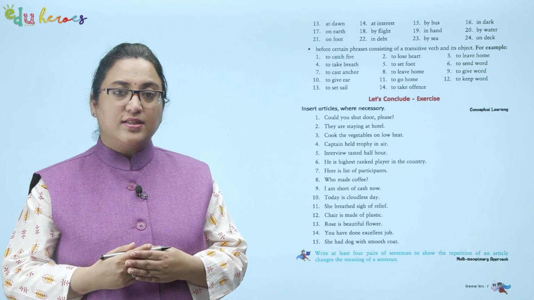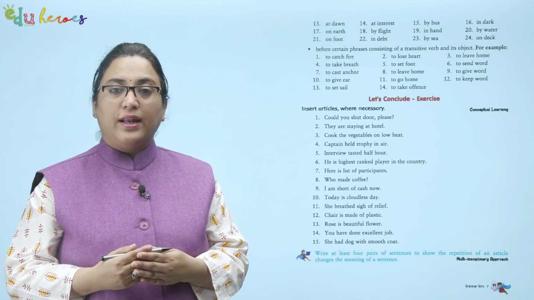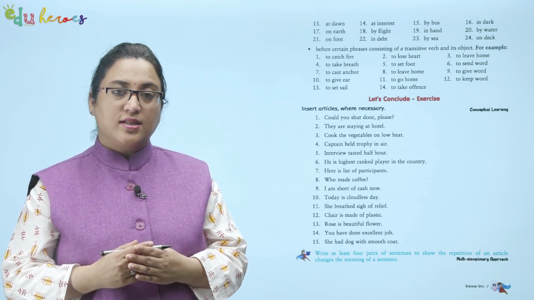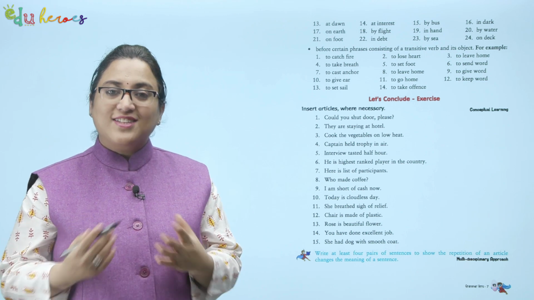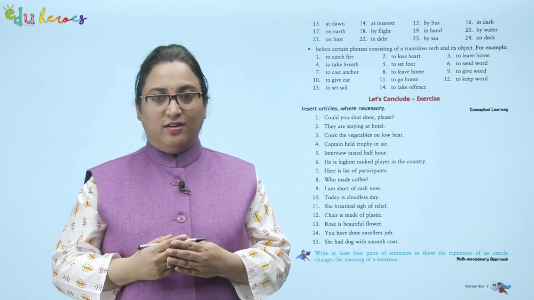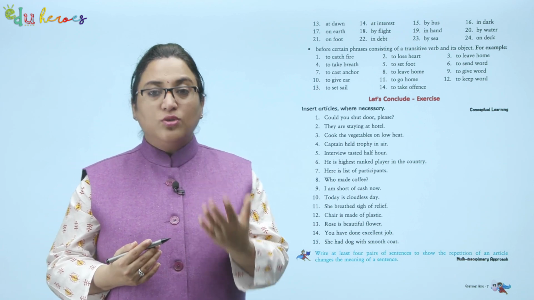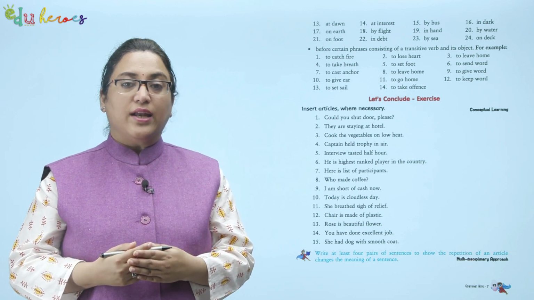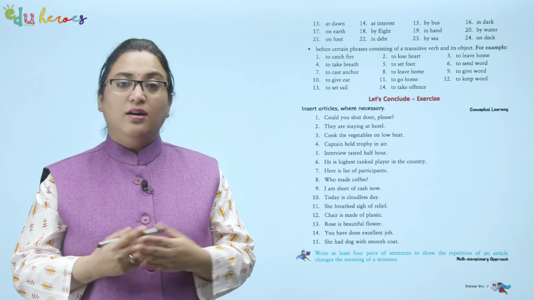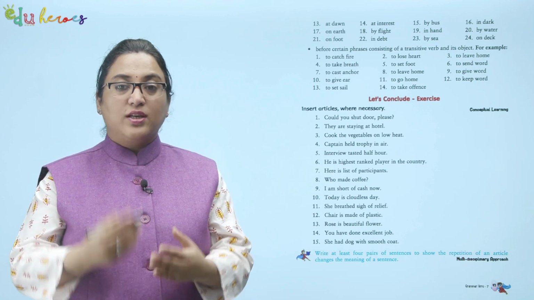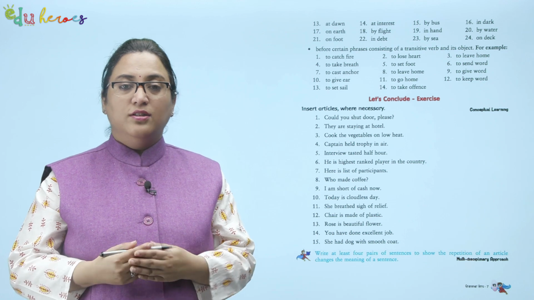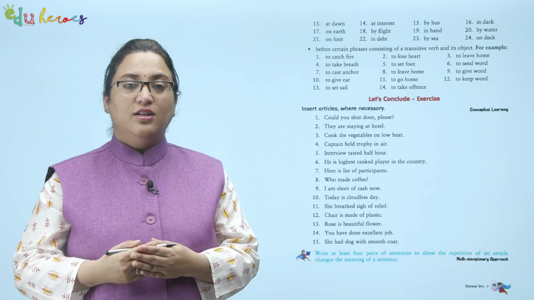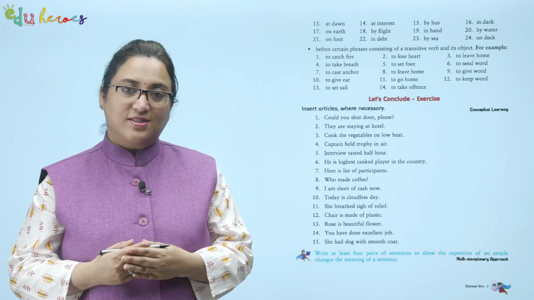Before certain phrases consisting of a transitive verb and its object. So in such cases, you will not use any article. This is a no article situation. Let's read along. To catch fire, to lose heart, to leave home, to take breath, to set foot, to send word, to cast anchor, to give word, to give ear, to go home, to keep word, to set sail, and to take offense.